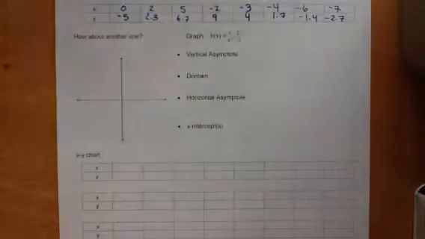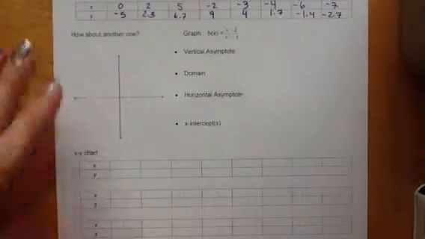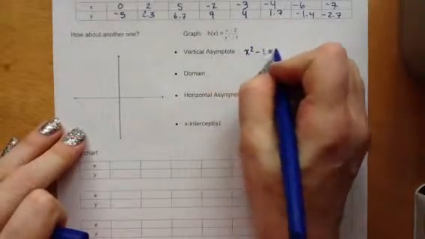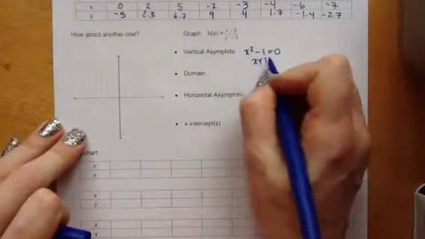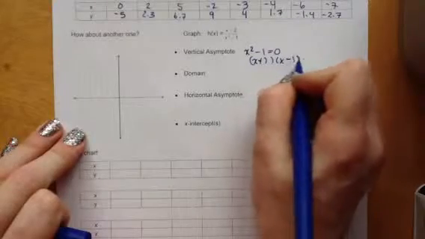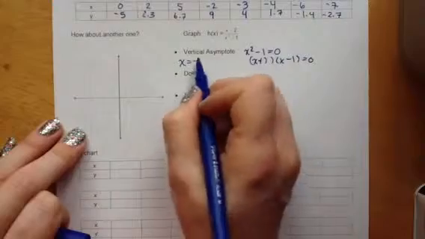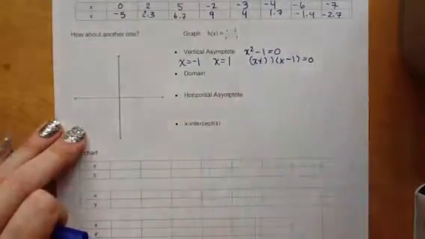We're going to follow the same steps. We'll find the vertical asymptote by setting the denominator equal to 0. This factors x plus 1, x minus 1. So I have two vertical asymptotes, x equals -1 and x equals 1.